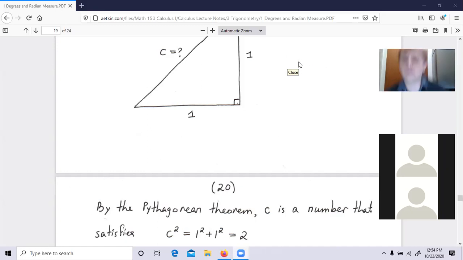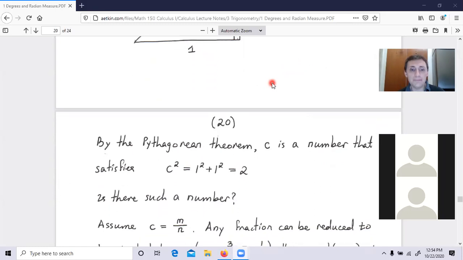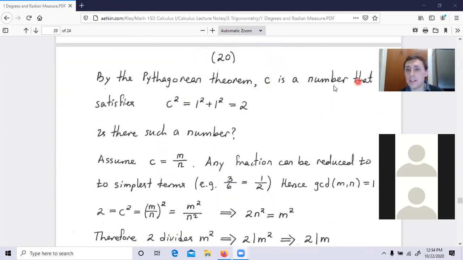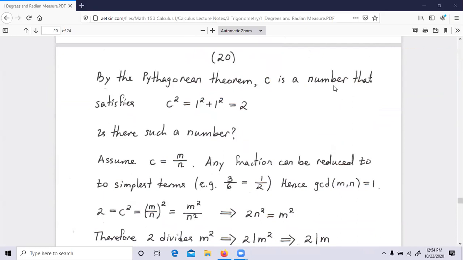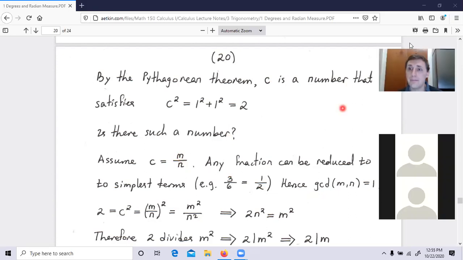But here we are trying to figure out this thing. So let's suppose that we have such a number. Are you here, guys? Let's suppose we have this number. And because I don't know what it is, let's say it's a fraction, so it's going to be m over n. And any fraction can be reduced to simplest terms, right? So let's say 3 over 6 is a fraction of 2 integers. I can reduce it so that it's 1/2. In other words, I can assume that the greatest common divisor of numerator and denominator is 1, that they don't have anything that I can factor and simplify. Yes?